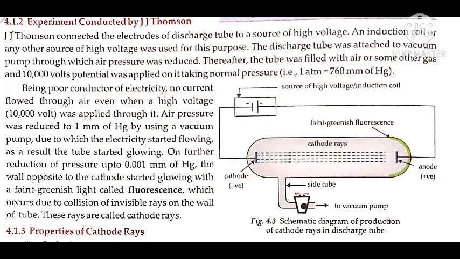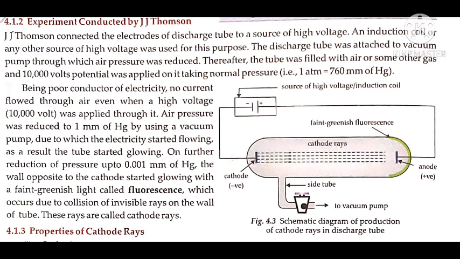Experiment conducted by J.J. Thomson. J.J. Thomson connected the electrodes of discharge tube to a source of high voltage. An induction coil or any other source of high voltage was used for this purpose. The discharge tube was attached to a vacuum pump through which air pressure was reduced.